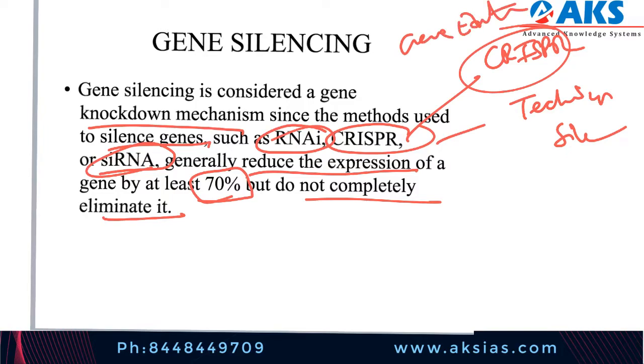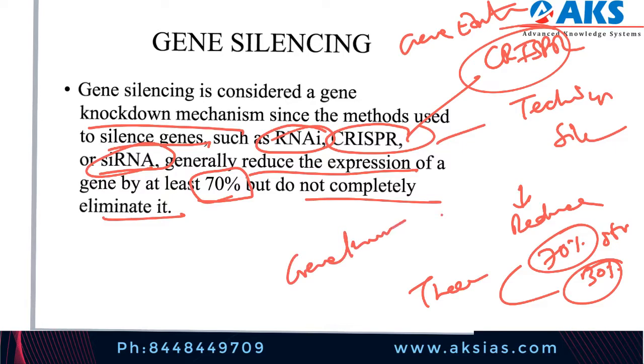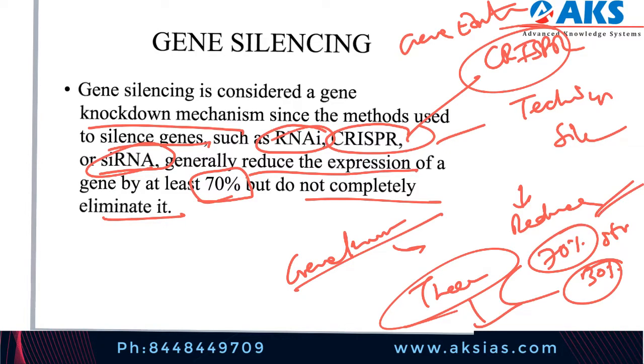The purpose is to reduce the expression. If 70% of expression is stopped, 30% is still there. This can be used to create therapeutics. If you completely knock out the gene, there is no possibility to bring it back. In therapeutics, gene silencing can be used, and it can be reverted back. So gene silencing is a very effective way to create therapeutics.